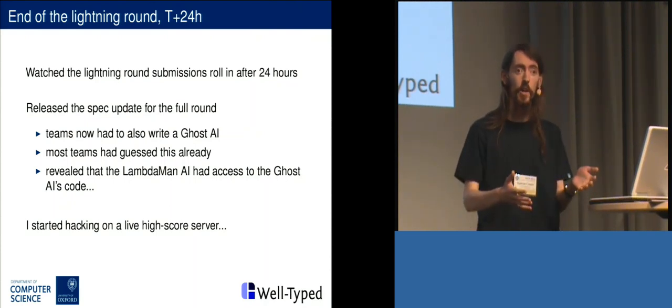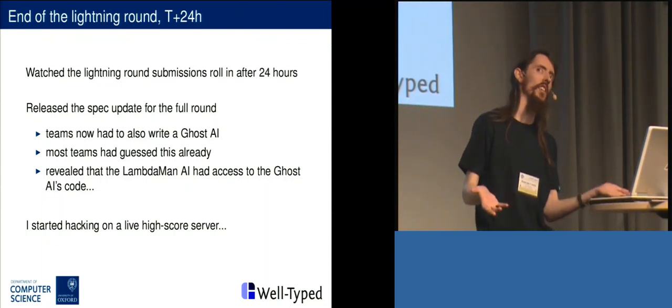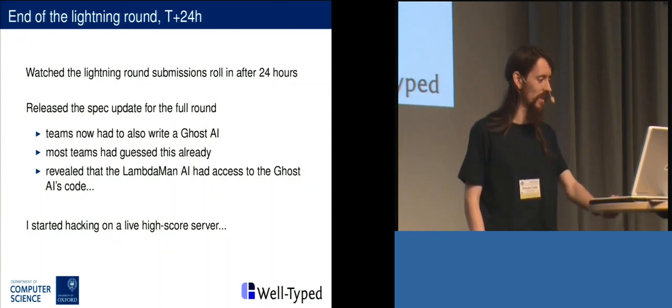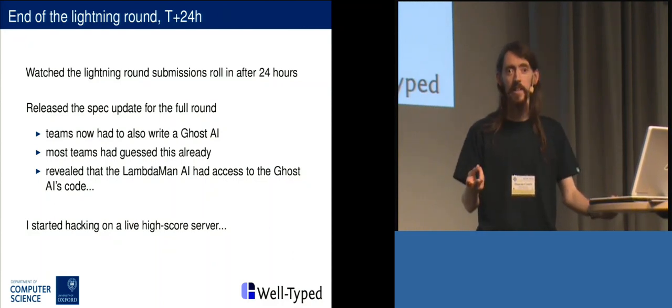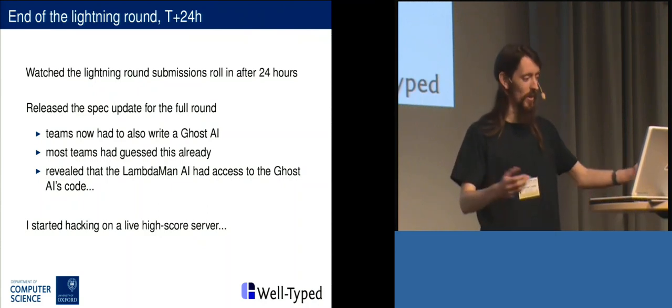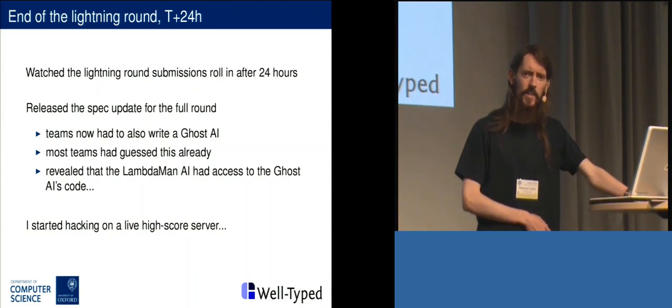And of course, at the end of the lightning round, we also released a spec update for the full round. Of course, most people actually guessed what the update was going to be. It was a little bit obvious. Well, it was either going to be a 2-player version, or it was going to be that now you had to program the ghost as well. And that's what it was. You had to program the ghost as well. We also revealed that Lambda Man actually had access to the ghost's programming code, although it turned out that people didn't make much use of this fact.